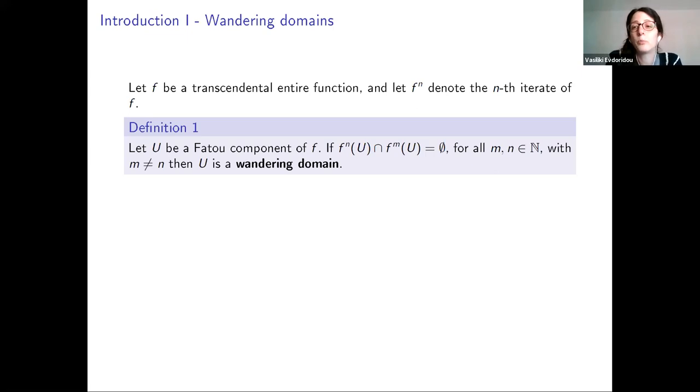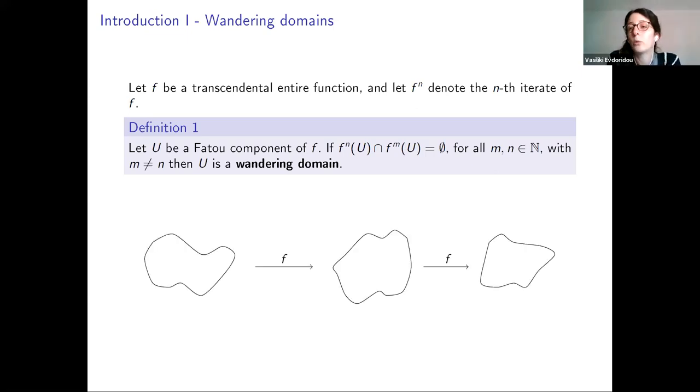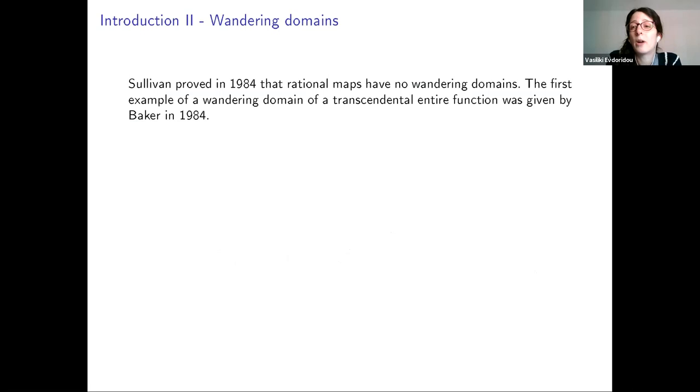For example, it could be a case where one wandering domain maps to the next one, to the next one, and goes to infinity. But we'll speak about three different types of wandering domains in terms of tending to infinity. Just to say here that rational functions have no wandering domains, as Sullivan showed in 1984, which was a breakthrough result. And this is also true for some classes of transcendental entire functions, but it's not true in general.